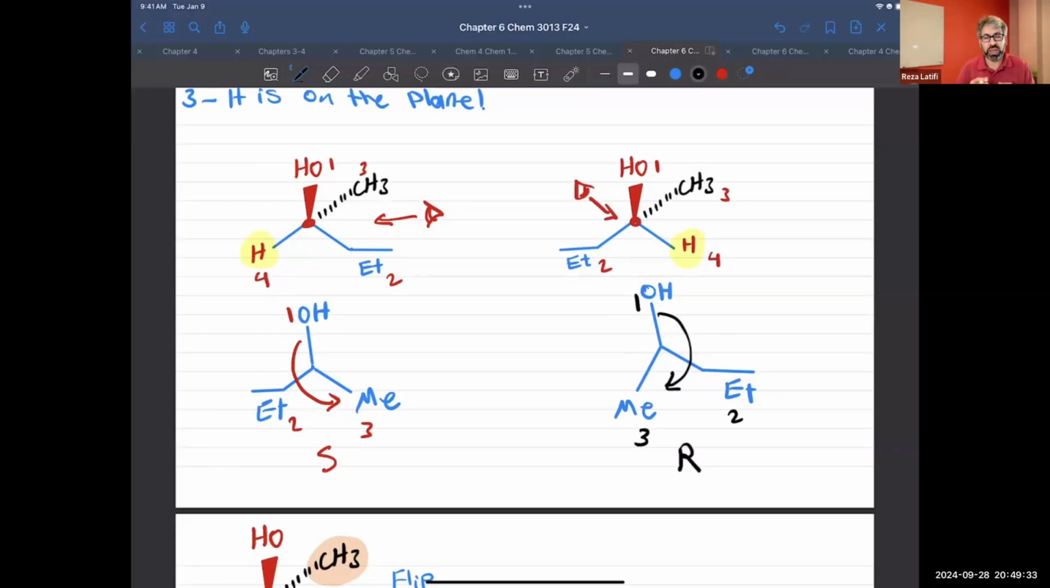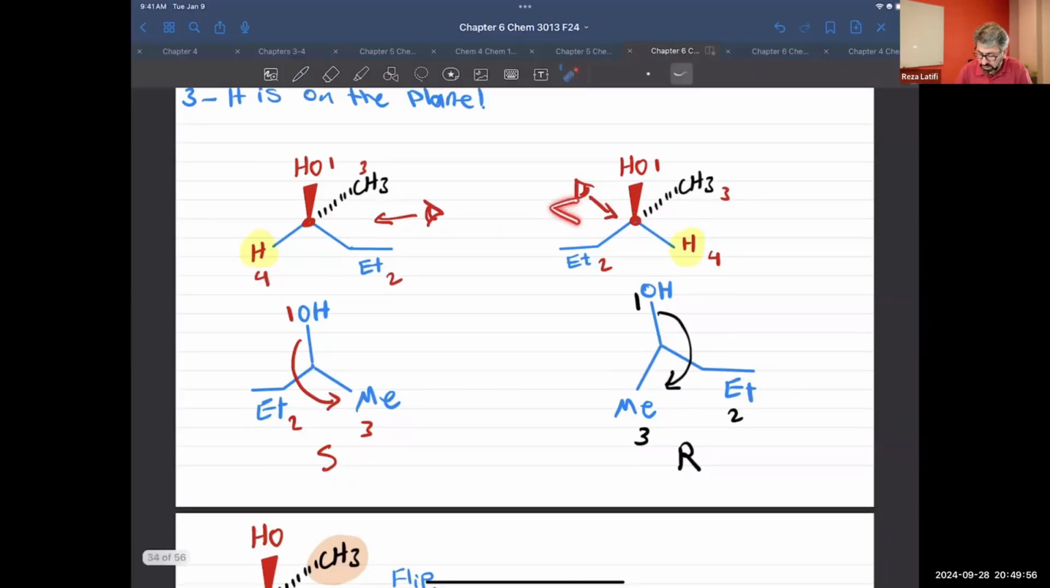So if you have H on the plane, try to look at the molecule from a side where hydrogen will be far from you. If hydrogen is on the plane and on the left side of the molecule, then you're going to look at it from the right side. If hydrogen is on the right side and on the plane, you're going to look at the molecule from the left side. And so then hydrogen is technically going to be far from you. That's one way to do it.